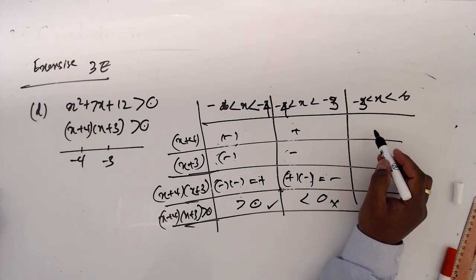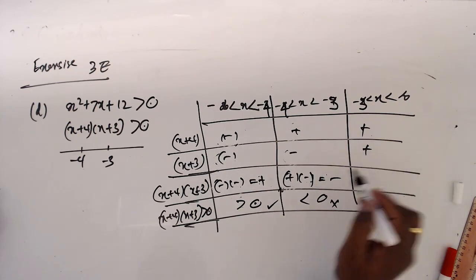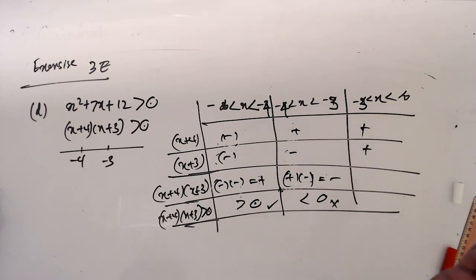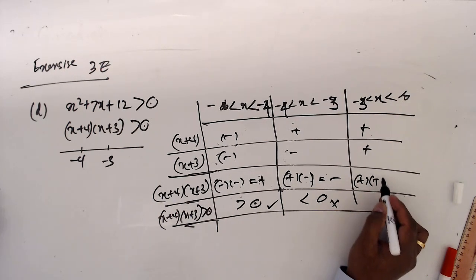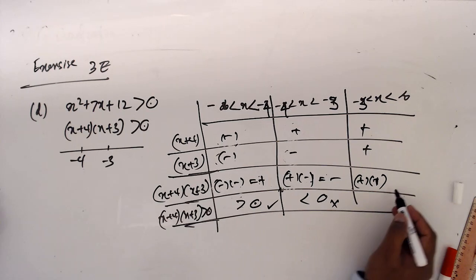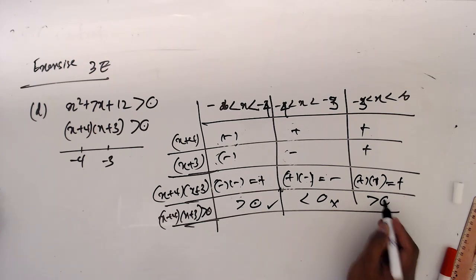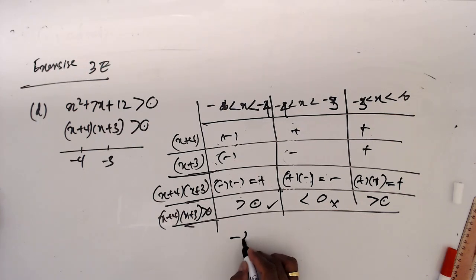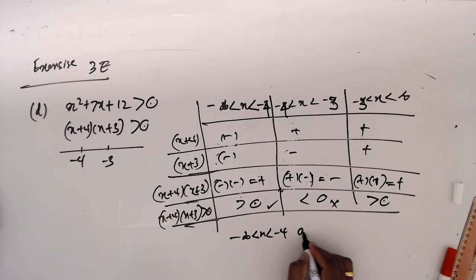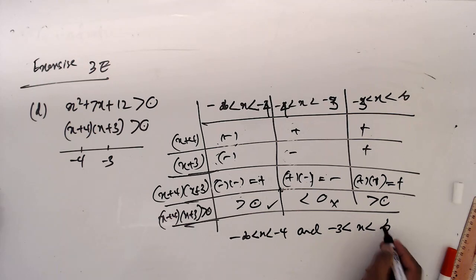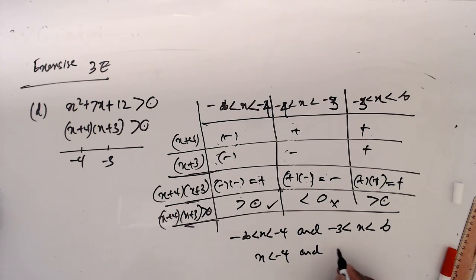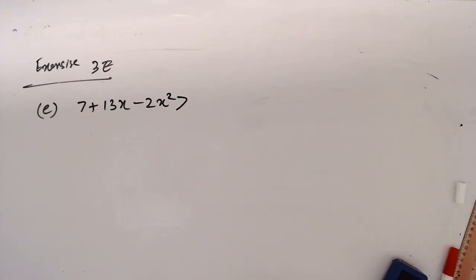And then I believe both terms are going to be positive and positive when you put any number greater than minus 3, 10,000, so positive times positive is positive, greater than 0. The answer is minus infinity less than x greater than minus 4 and minus 3 greater than x greater than infinity. You can write it like this as well: x less than minus 4 and x greater than minus 3. Part A.